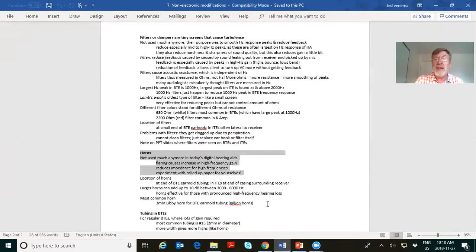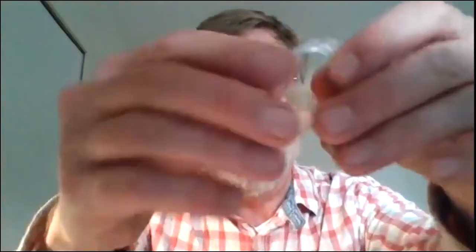Horns were located at the end of BTE ear mold tubing. Where were they located? At the end of BTE ear mold tubing. At the end of the tubing. So if I show you here, the horn would be inside of this little piece here. The end would not be 2 millimeters in diameter, like this hole. The end would be bigger.